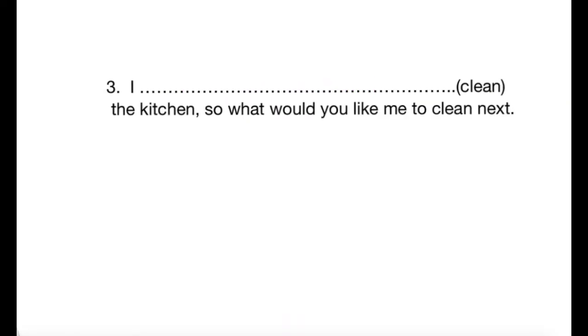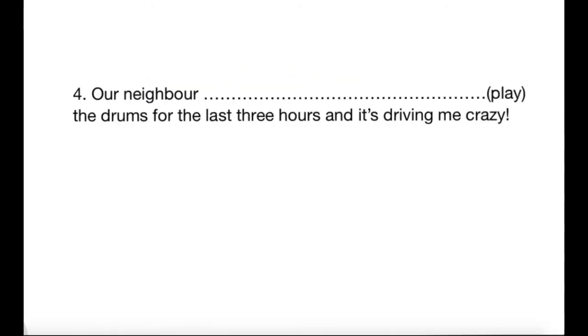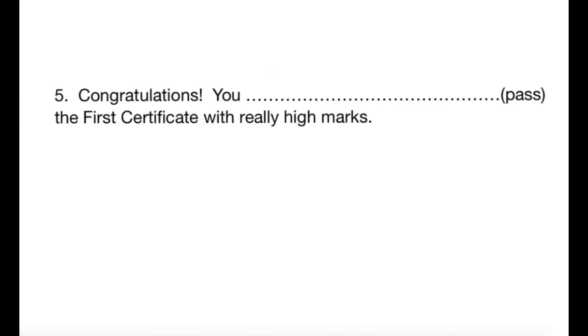3. I blank the kitchen, so what would you like me to clean next? Have cleaned. Here we use the present perfect simple as we're focusing on the finished result. It's a completed action. You've finished cleaning the kitchen. 4. Our neighbour blank the drums for the last 3 hours and it's driving me crazy. Here we're talking about how long something has been happening, so we use the present perfect continuous. Our neighbour has been playing the drums. 5. Congratulations, you blanked the exam with really high marks. Have passed. Here we use the present perfect simple because we're talking about a finished result.